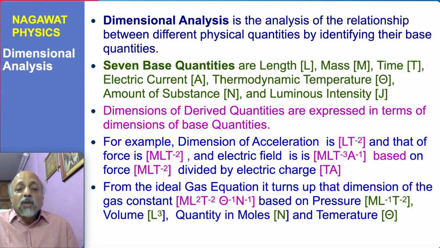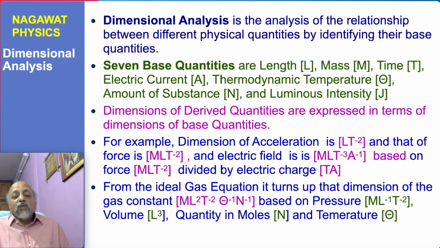Then we can now find the dimension of any derived quantity in the same manner. Suppose you are interested in determining the dimension of the molar gas constant, which is used in the expression PV equals nu RT. That can also be obtained in terms of the dimension of pressure, volume, quantity in moles, and temperature. Since the formula of R is PV divided by nu T, the pressure and volume are in the numerator and the quantity of moles and temperature are in the denominator.